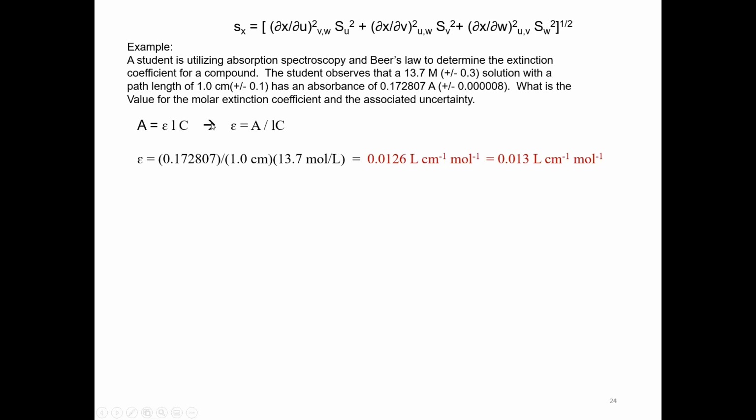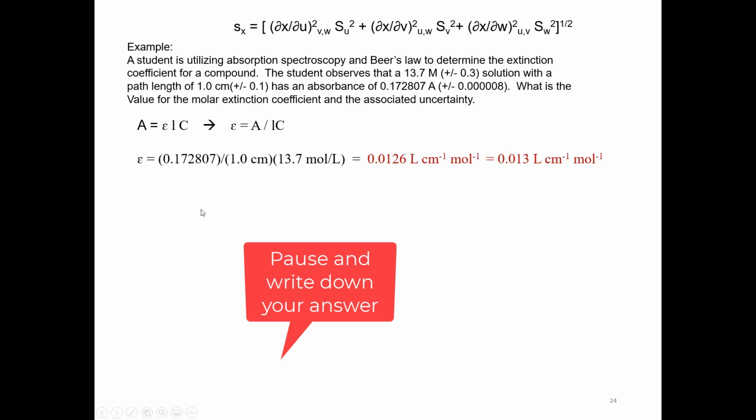times the concentration, right? So I can get the extinction coefficient equal to A divided by L times C. And I can calculate, use the measurement values. So A equal to this one, and the light path L equal to 1.0, and the concentration equal to 13.7. So I can get the extinction values. Now I want you guys to work on the associated uncertainty.